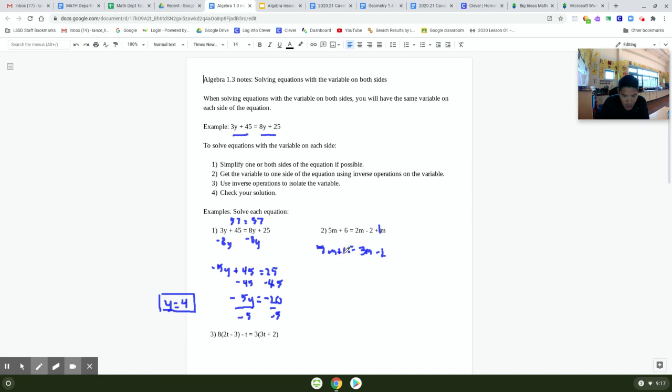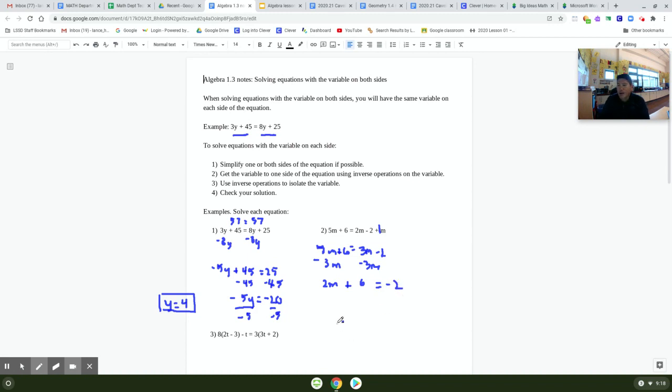So now, since we simplified what we can on each side of the equation, we want to get the variable to one side of the equation. On the right side, you're adding 3m to negative 2. That's the same as subtracting 2 from 3m. The 3m is positive, even though there's no sign in front of it. So the inverse operation is to subtract 3m from each side of the equation. On the left side, 5m minus 3m. 5 minus 3 is 2, so that's 2m plus 6 is equal to, on the right side, negative 2.